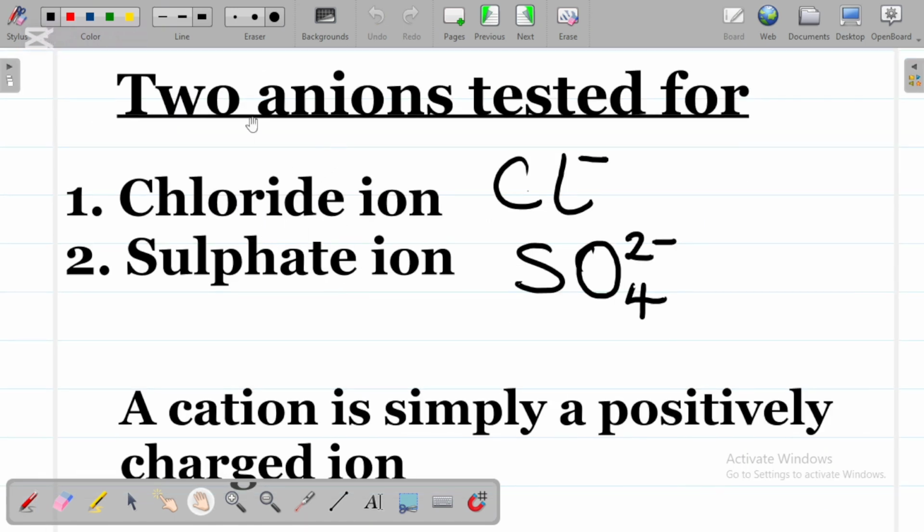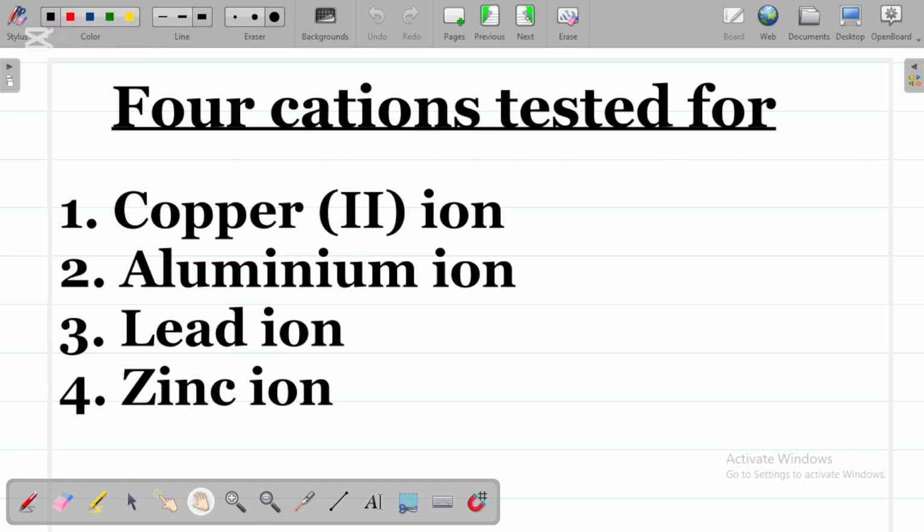All right, so we have 2 anions here. The second one is sulfate ion. So let's write sulfate ion.